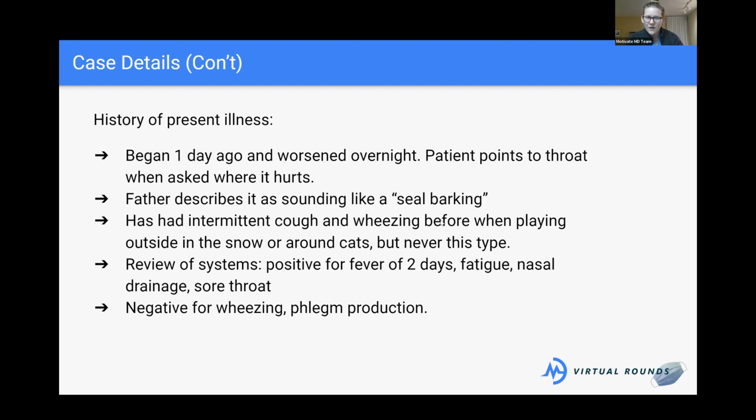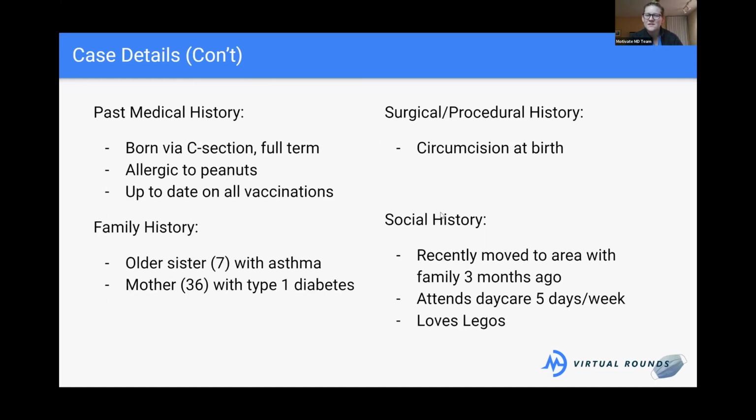So moving on to some additional history that's more general patient information and not specific to this acute illness. For his past medical history, he was born via C-section and he was full term, so he was not a premature baby. He does have allergies to peanuts specifically. And then his parents also say that he is up to date on all vaccinations. That's a very important part of history that we like to double check in pediatric patients.